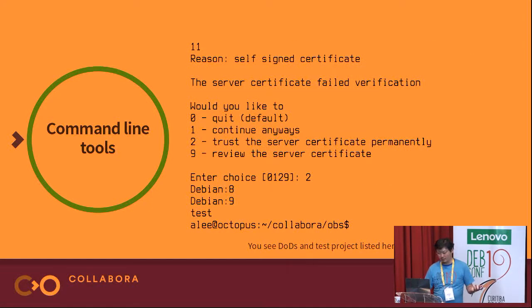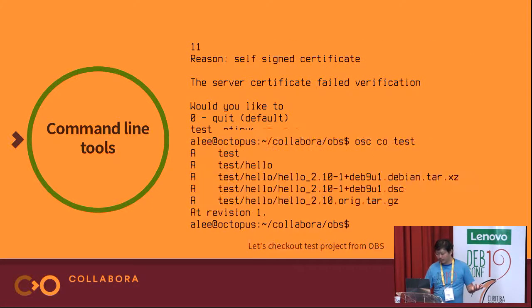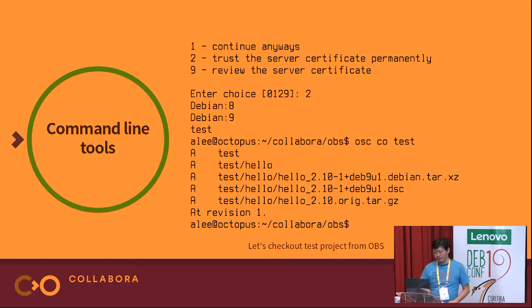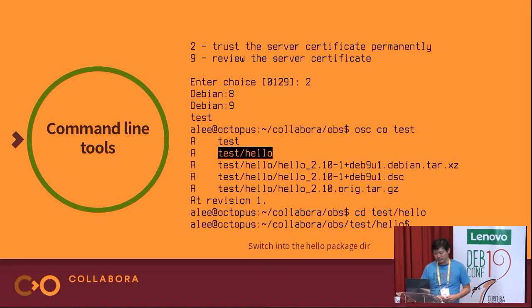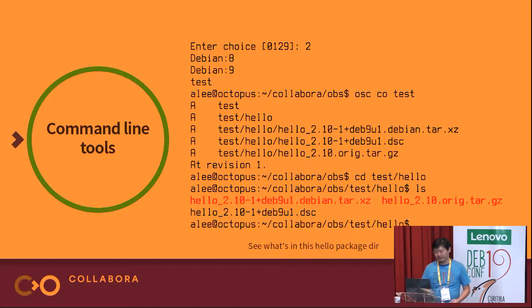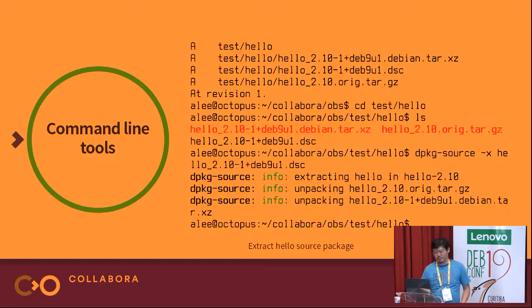After that, you can start to use this. So, for instance, we use osc, and co means checkout. We check out the test repository that was created by the DoD script previously. So we checked out the hello package, right? What's built in there. You see that we check out the hello package, and then we go inside the folder, and then we use the ls command. We see, oh, the source package is there, checked out already. And now we can start to do our modification on the source package.